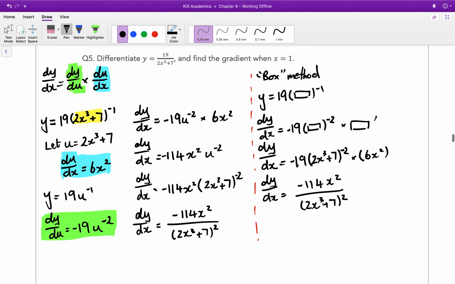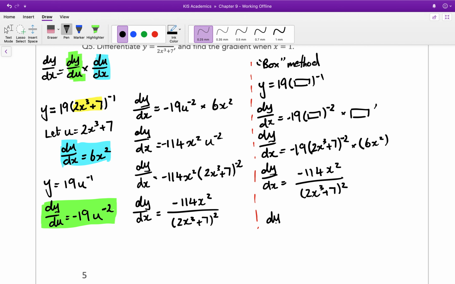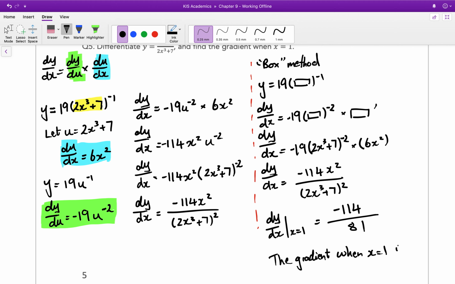Now that we know what dy dx is equal to, we need to find the gradient when x equals 1. So dy dx when x equals 1 is equal to negative 114 times 1 squared, which is just 1, all divided by 2 plus 7, which is 9, squared. 9 squared is 81. So the gradient when x equals 1 is negative 114 over 81.